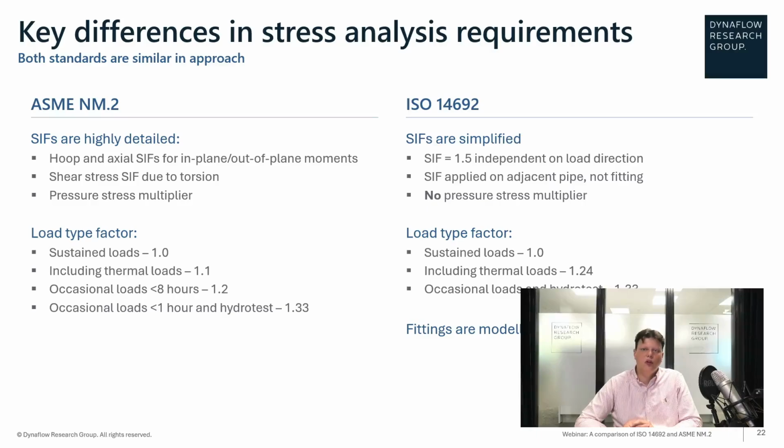And for the analysis itself, for the load types, for the sustained load, a factor of 1 is used on the allowable. But the difference here is that in the ISO, when including temperature or the effective temperature, the factor goes up to 1.24, whereas it's only 1.1 in the ASME NM2. And of course, the ASME NM2 also differentiates between the lengths of the occasional load. If it is 1 to 8 hours, the factor is 1.2. If it's less than 1 hour, or a hydrotest, then it's 1.33. And that's consistent between the ISO and the ASME.